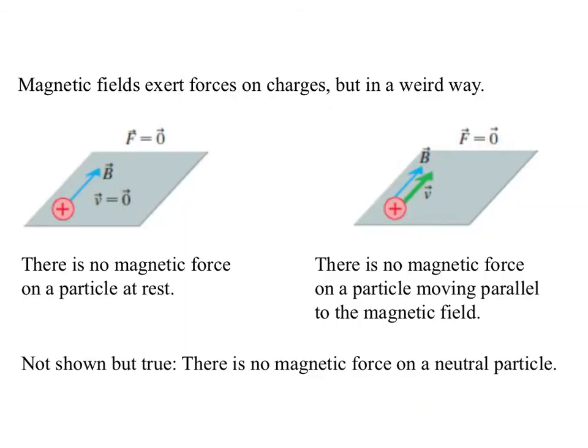What do we learn? Magnetic fields exert forces on charges, but they do it in sort of a weird way. There is no magnetic force on a particle at rest. There's also no magnetic force on a particle moving parallel to the magnetic field. That's something which is not illustrated here but is also true. There's no magnetic force on a neutral particle no matter how it's moving. So magnetic forces affect charges, but not if they're aligned and not if they're at rest.